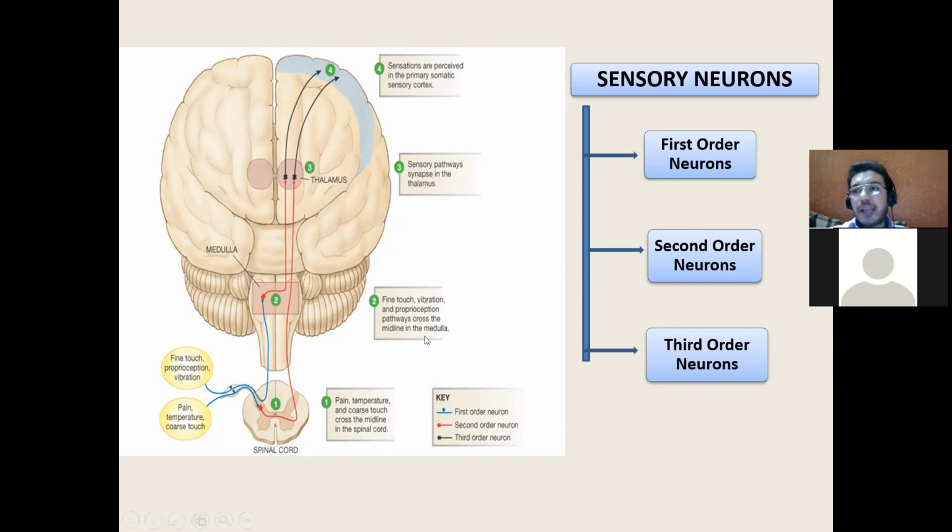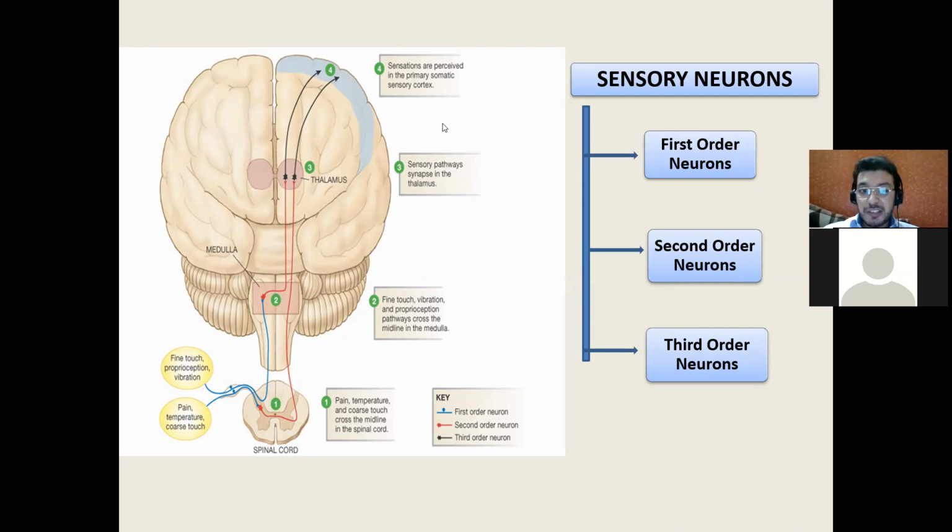Now, when we have so many types of neurons, you have to make it very sure that the first order neurons are carrying the sensation from the free nerve endings to the spinal cord. That means the peripheral system is carrying to the spinal cord. If you understand a spinal cord cross section, you know that the spinal cord has a gray matter and a white matter. In the gray matter, you have a dorsal horn and a ventral horn.